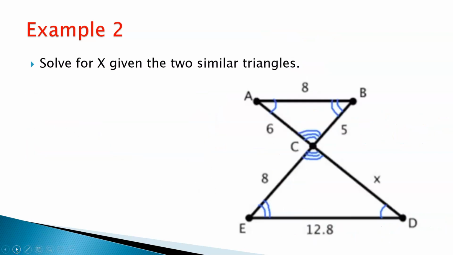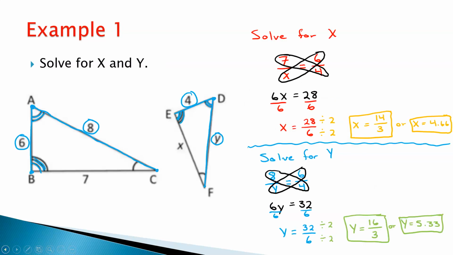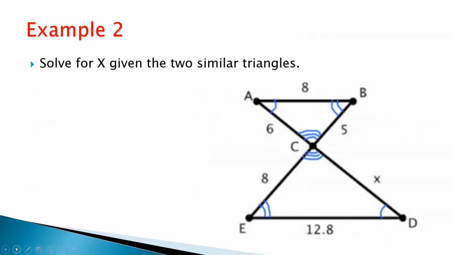Okay, example number 2. This time it's a little bit strange. Take a look at the previous one: those triangles were separated. Sure, one of them was flipped on its side, but now we have these 2 triangles that are similar. It says solve for x given the 2 similar triangles. They're just kind of stacked, one on top of the other and flipped upside down. So let's play this matching game. First of all, where is x in this picture? X is right here, from C all the way over to D. Let's go through and play that matching game.